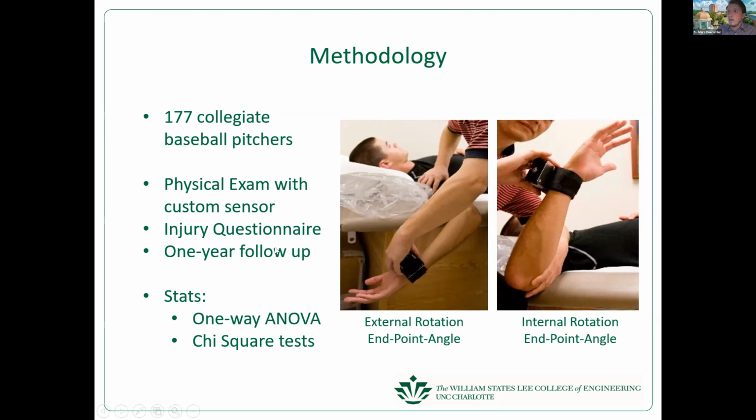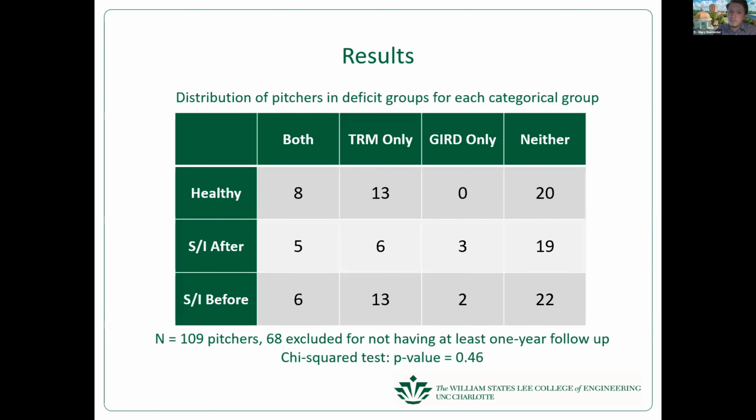Additionally, we asked players to fill out an injury questionnaire, which identified if they had an injury or surgery in the past year, and then we followed these players for a year to see if they were injured or had a surgery in that one year span. For statistics, we used one-way ANOVA to determine differences between the groups, and we used a chi-square test to determine significance between groups and the occurrence of injury and surgery.